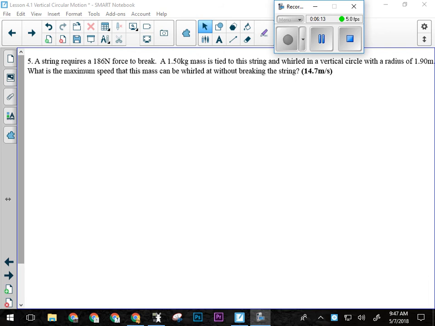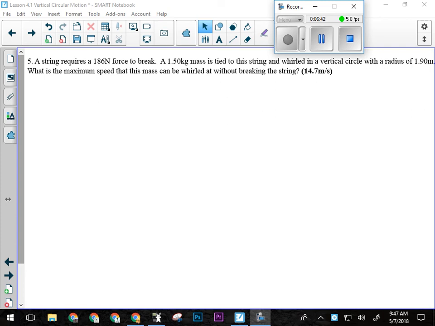The force required to break this string is 186 newtons. That means that's the maximum force that the string can exert. Any more than that, and you don't have an object going in a circle, you have an object traveling in a straight line, because there won't be any centripetal force. We have a 1.5 kilogram mass tied to it and whirled in a vertical circle with a radius of 1.9 meters. What is the maximum speed it can be whirled at without breaking the string? Where is the string most likely to break?